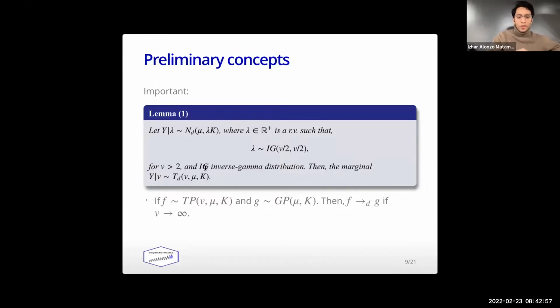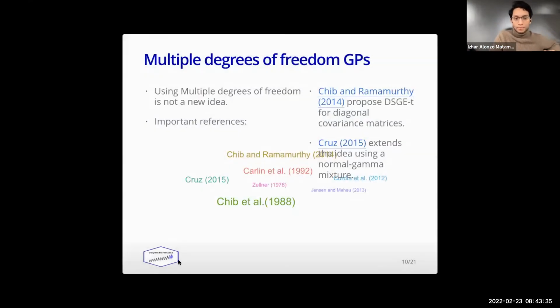Another important property that these distributions have, that's quite well known, is that if we have F, a Student T process in general, with parameters V as degrees of freedom, mu as the mean, and K as the covariance matrix, and the degrees of freedom go to infinity, F is going to converge in distribution to a Gaussian process. So that means that we can generalize the idea of a Gaussian process by Student T processes, just controlling how heavy the tail is using the degrees of freedom. If we know that the tail is not that heavy, we just use a really big value for V.